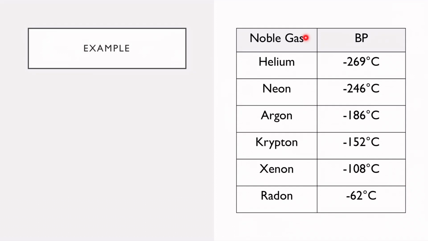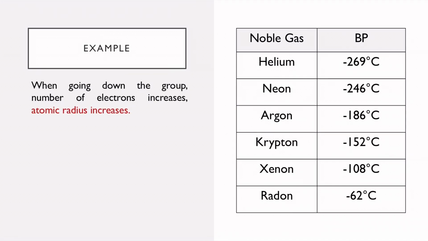Here you have noble gases from helium to radon. Basically, this is down the group. Okay. So, when going down the group, the number of electrons increases. Therefore, atomic radius increases. Ingat tak? Ingat periodic table. Dah buat assignment kan? So, and then your boiling point from helium to radon, you can see that this is, ni paling sejuk. Okay? Paling sejuk, ni paling tak sejuk. So, the boiling point is increasing, going down the group.